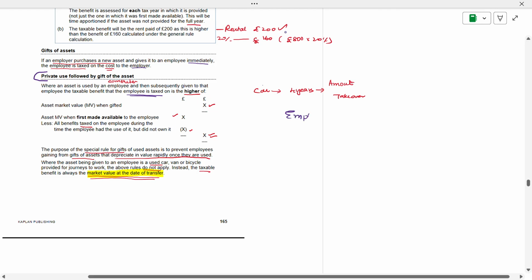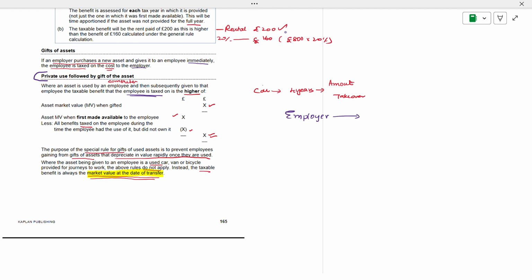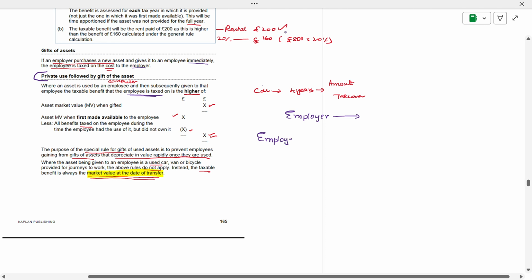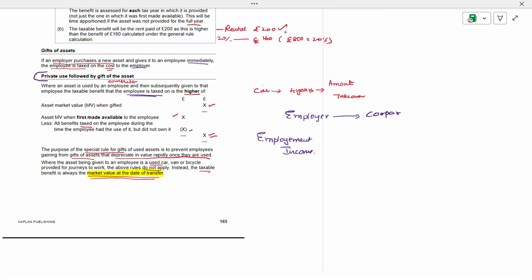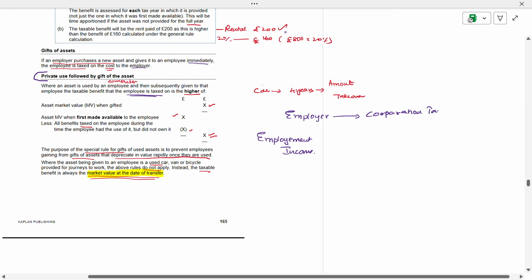When the employer purchases, it will be taxed on him, because here we are working with the employment income. Is it right? Here we are talking in terms of corporate taxable gains. We have corporation tax there. When we are talking in terms of corporation tax, then it will come for the employee. Now we are exclusively discussing employment income.